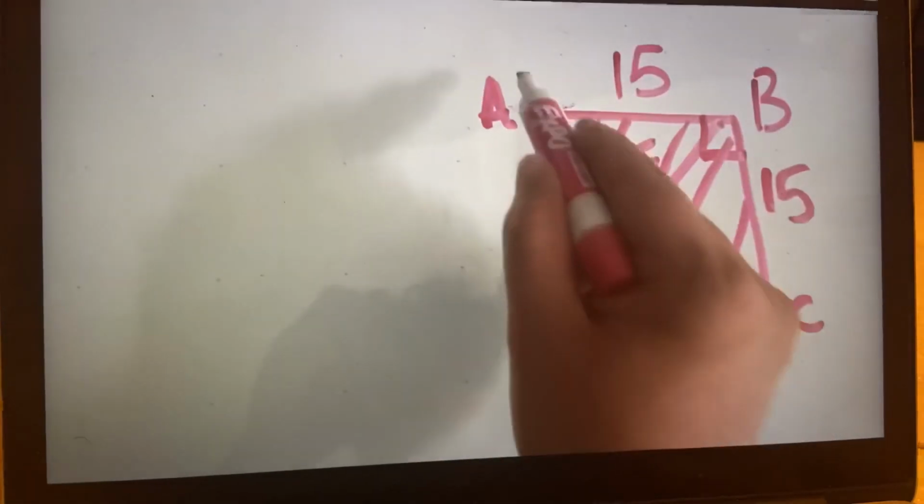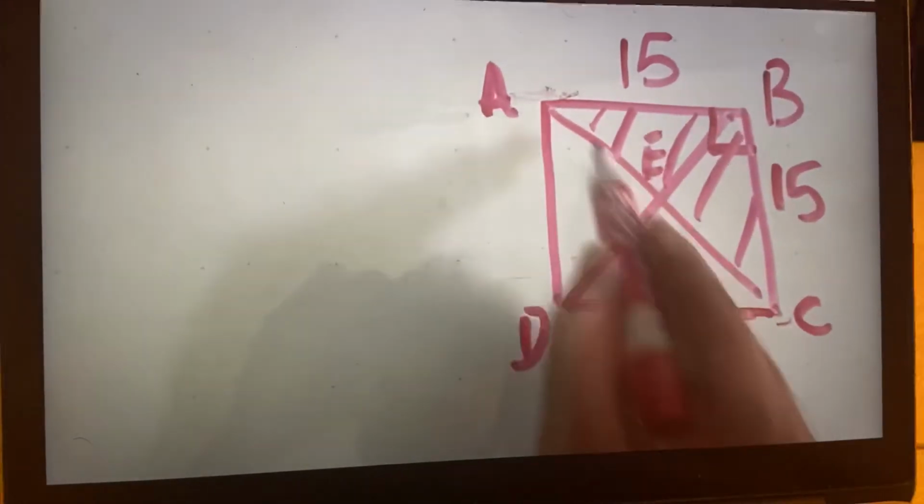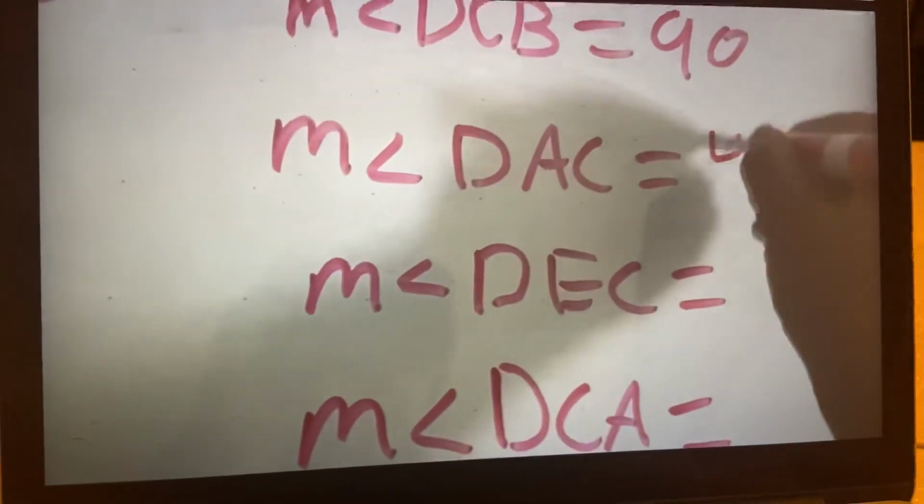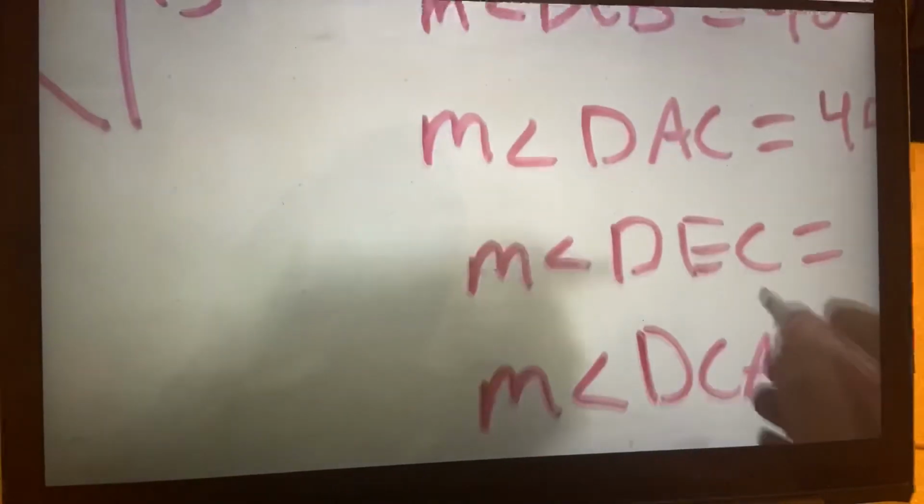Now we have to find the measure of angle DAC, which is going to be DAC. This diagonal bisects the angle. What's half of 90? 45.